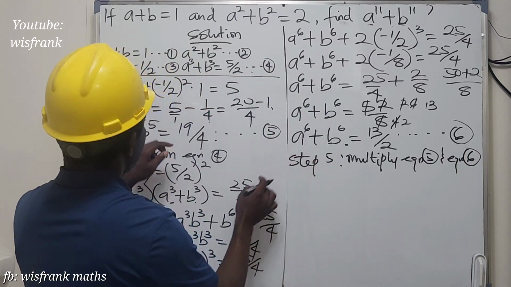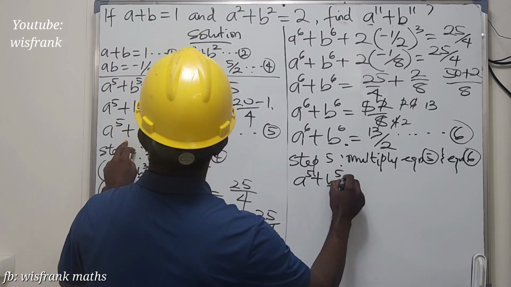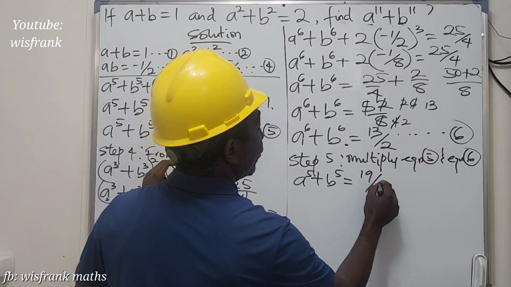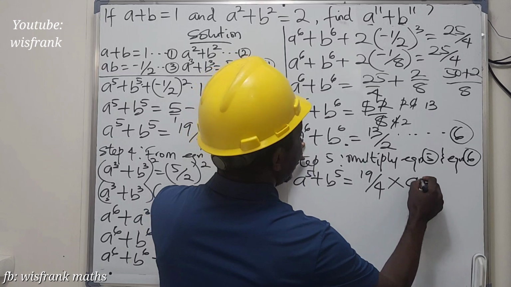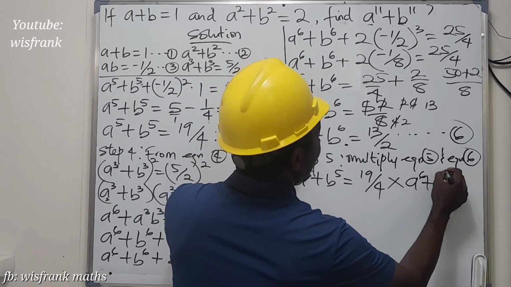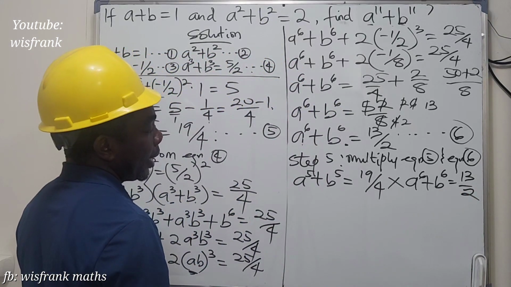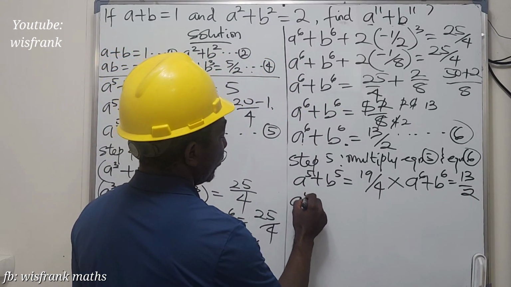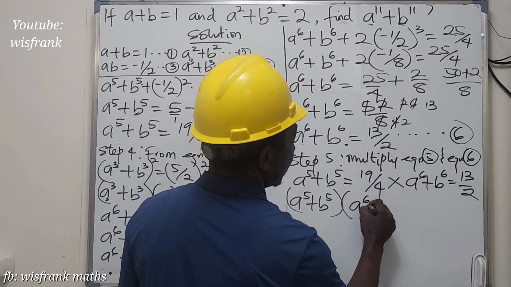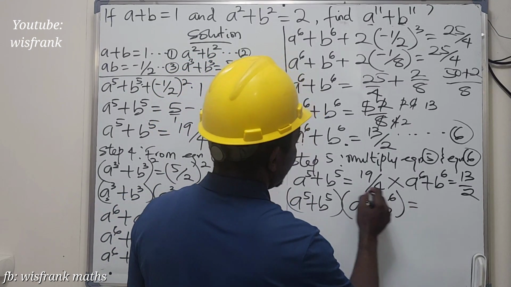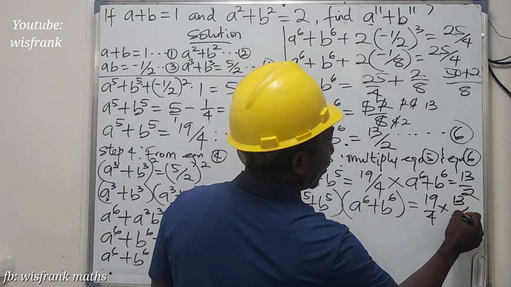So in this case, this will become a to the power of 5 plus b to the power of 5 equals 19 all over 4. So we multiply by equation 6, which is a to the power of 6 plus b to the power of 6 equals 13 all over 2. By multiplying that, this is the same thing as a to the power of 5 plus b to the power of 5 into a to the power of 6 plus b to the power of 6 equals, we have here, 19 all over 4 times 13 all over 2.